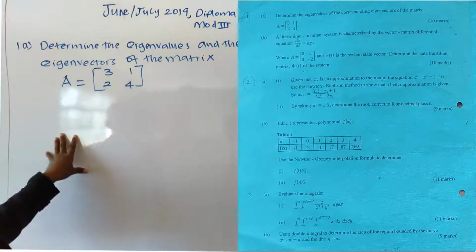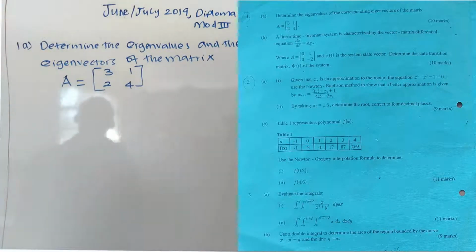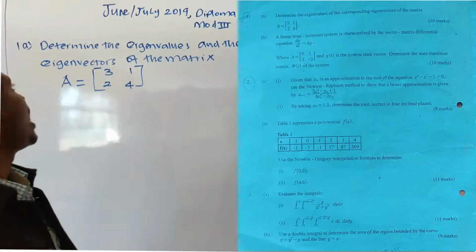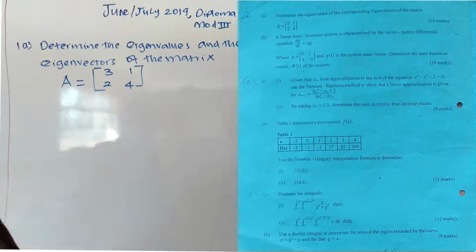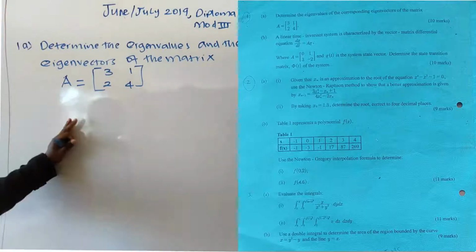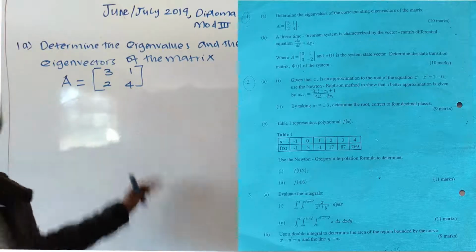Now let us quickly go through our example. This question is from June-July 2019 Diploma in Electrical Engineering Module 3 paper. And we are told to determine the eigenvalues and the corresponding eigenvectors of the matrix A is equal to this.